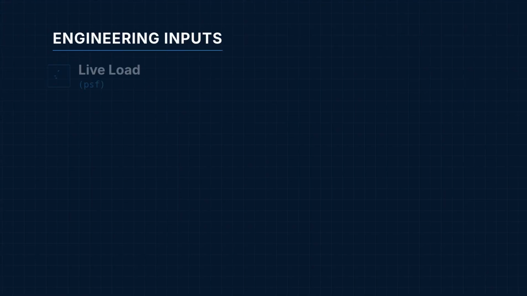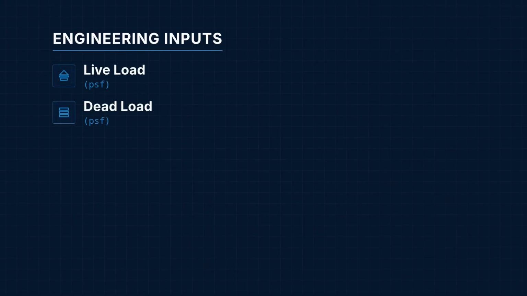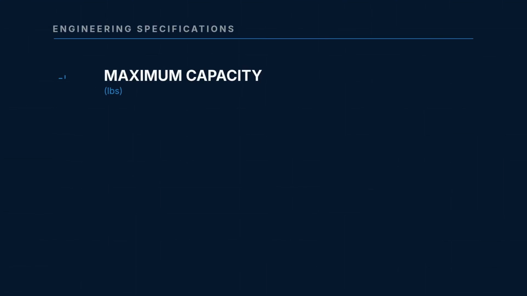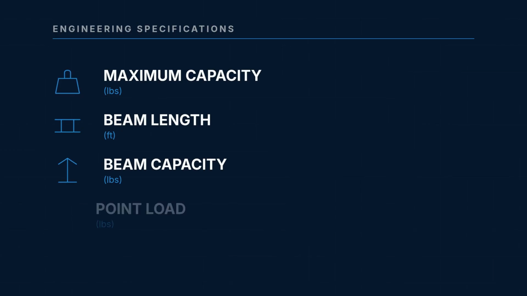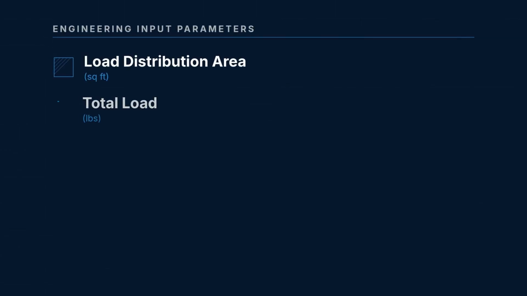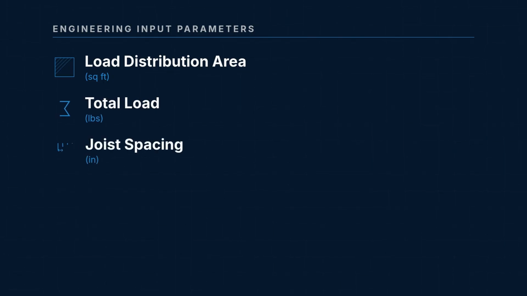The input fields include live load in PSF, dead load in PSF, floor length and floor width in feet, maximum capacity in pounds, beam length in feet, beam capacity in pounds, point load in pounds, load distribution area in square feet, total load in pounds, joist spacing in inches, and joist span in feet.